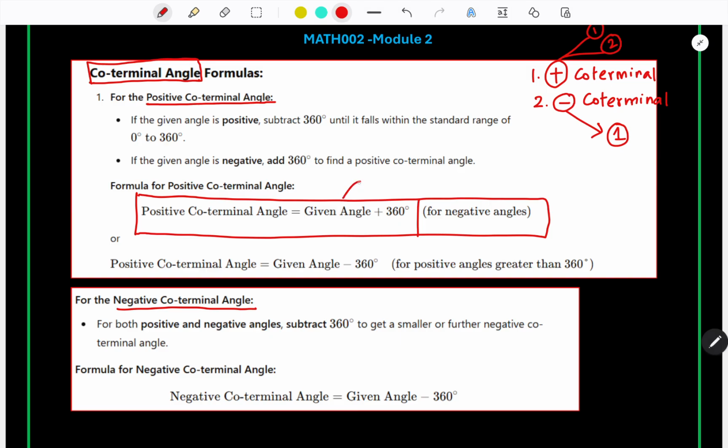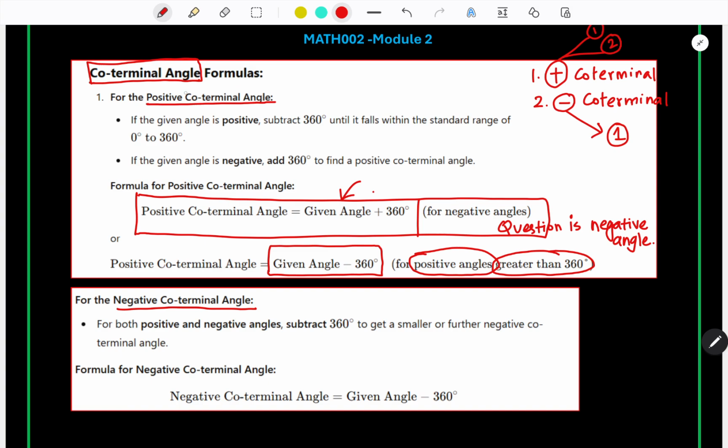That means whatever the angle given to you, you just add 360. When? If the question gives a negative angle. That means if in the question they give theta equal to minus 35 degrees, you have to use this one. Suppose the question gives a positive angle which is greater than 360 degrees, then you should use the formula: co-terminal angle is equal to given angle minus 360.